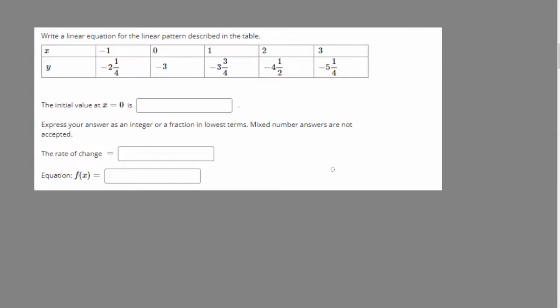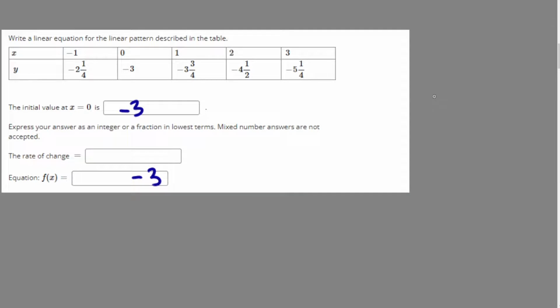Write a linear equation for the linear pattern described in the table. We're going to do exactly the same thing. The only issue is we're dealing with fractions again, which can get really annoying. So the initial value at x equals 0 is negative 3. So we know part of our equation will be something minus 3, because that's our y-intercept. Express your answer as an integer or a fraction in lowest terms. Mixed number answers are not accepted.